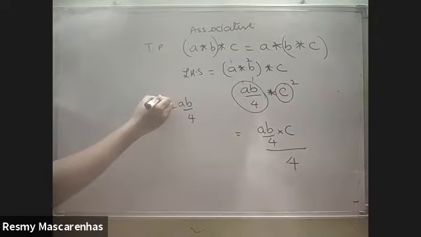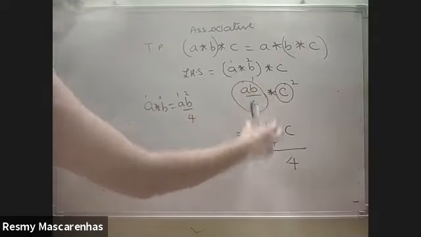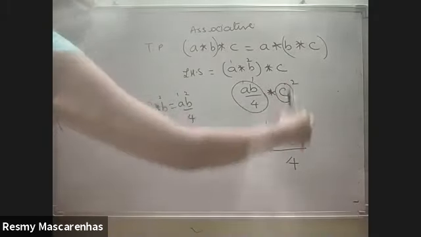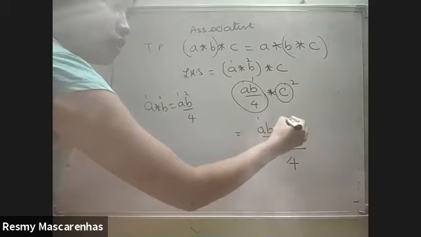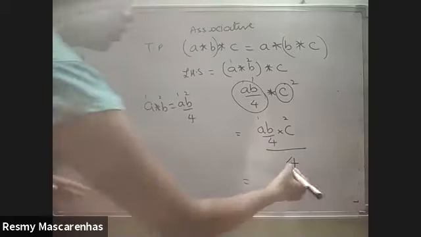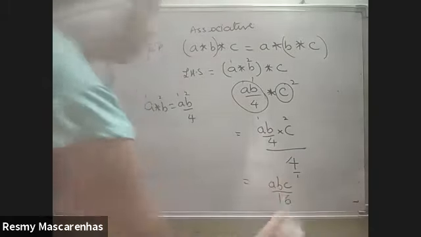See, this is your first into second upon 4. So what is your first here? Full AB upon 4 into the second upon this 4. So what it turns out to be, if you reverse it, is ABC upon 16 as your answer.